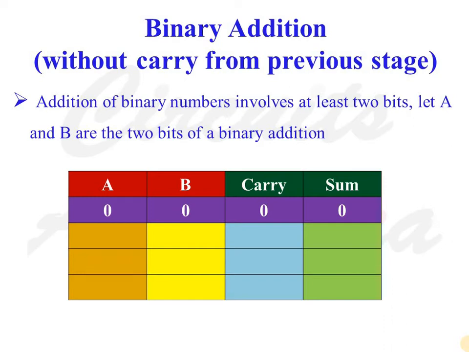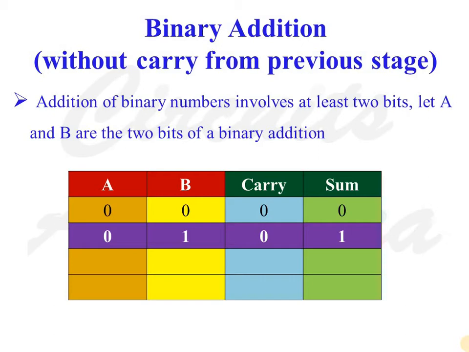Now let us discuss the truth table of this binary addition without a carry from the previous stage. When A is equal to 0, B is equal to 0, sum is equal to 0 plus 0, and carry is also equal to 0. When A is equal to 0 and B is equal to 1, sum is equal to 0 plus 1, that is equal to 1, and carry is equal to 0 as there is no overflow in the result of the addition operation.